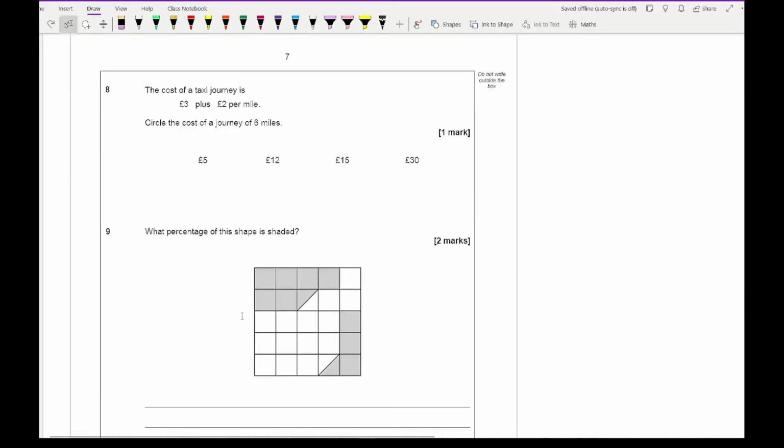Moving on to question 8, it says the cost of a taxi journey is £3 plus £2 per mile. Circle the cost of a journey of 6 miles. Well, if you're travelling 6 miles, that's going to be 6 times 2, which is 12. I then need to add the £3, giving me a total charge of £15.